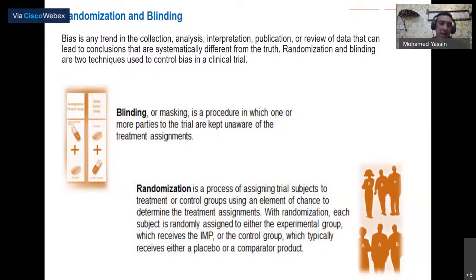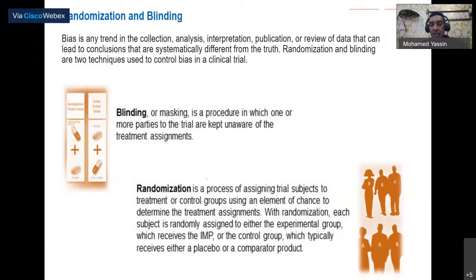So what do we mean by blinding? I think even in layman's terms, blind means you don't see, or you mask. In clinical trials, blinding or masking is a procedure in which one or more parties to the trial are kept unaware of the treatment assignment. One party can be the investigator. So the investigator may be blinded. He doesn't know how the patients are randomly assigned to different arms, and he doesn't know whether the patient is taking the real medication or the placebo, for example.